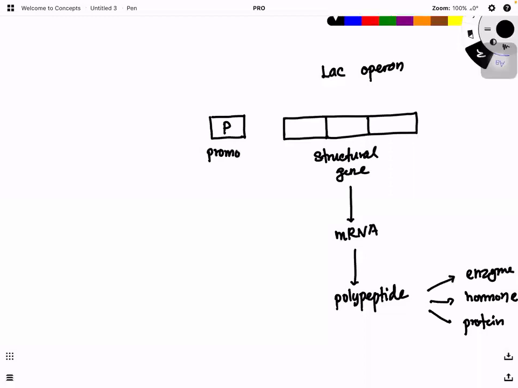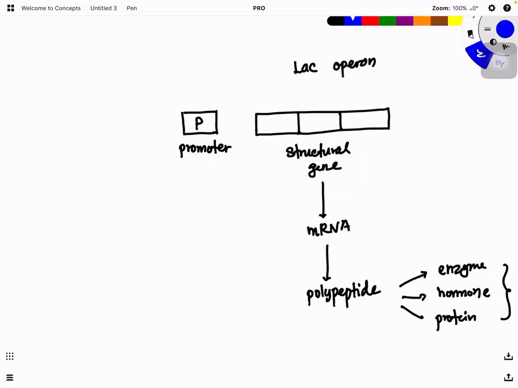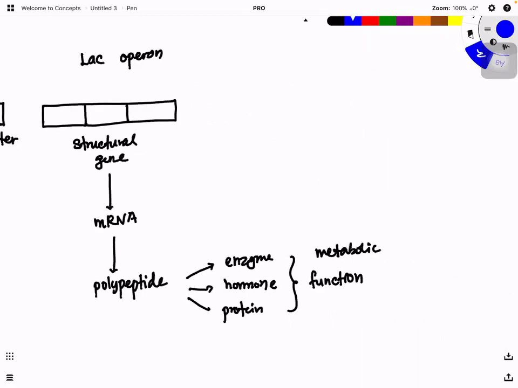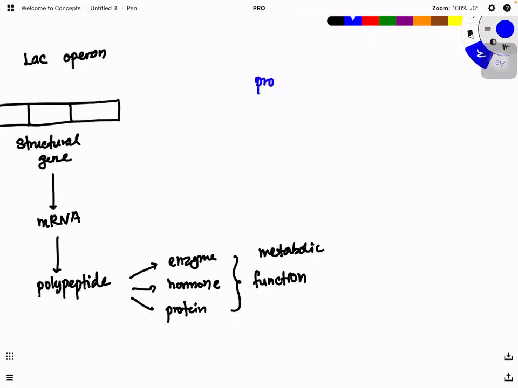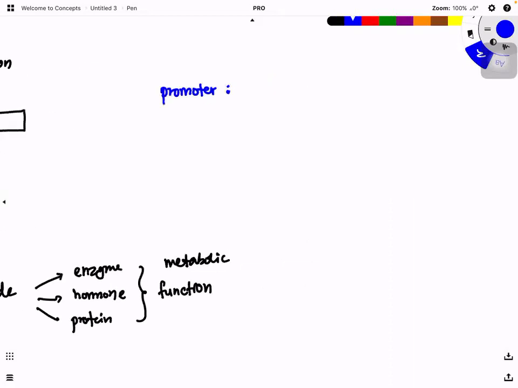So what is the function of promoter? Okay, promoter actually is very, very important. Always remember the function of promoter here. Okay, for any gene to be transcribed, must have promoter. So all genes must have promoter.